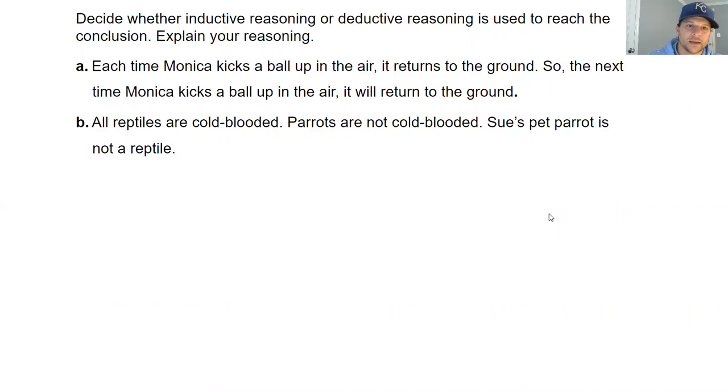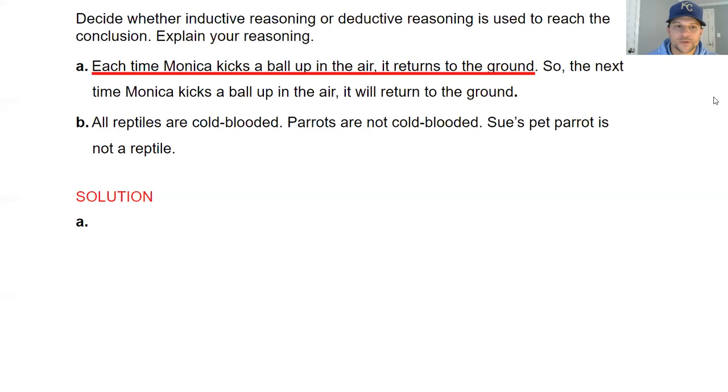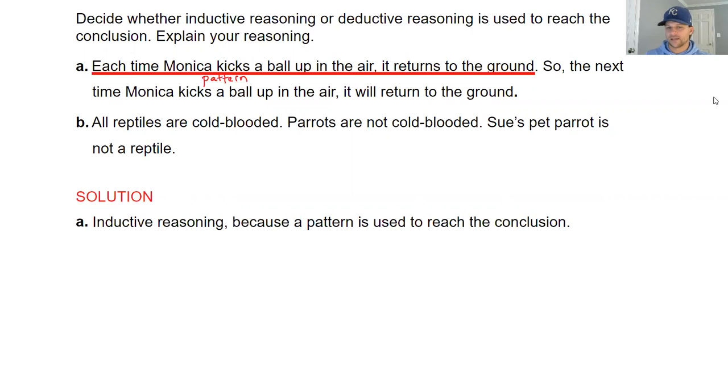All right, decide whether inductive reasoning or deductive reasoning is to be used on the conclusion. Explain your reasoning. So each time Monica kicks a ball up in the air, it returns to the ground. So the next time Monica kicks a ball up in the air, it will return to the ground. All reptiles are cold-blooded. Parrots are not cold-blooded. Sue's pet parrot is not a reptile. Okay. So looking at the first one, each time Monica kicks a ball up in the air, it returns to the ground. That's based on a pattern. Every single time she's doing it, this thing is happening. This is using inductive reasoning because it's using patterns. Every time she does this, she is noticing this pattern.